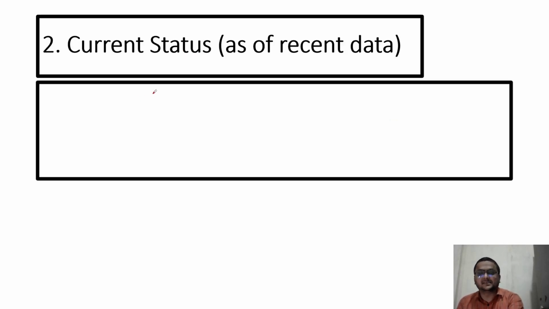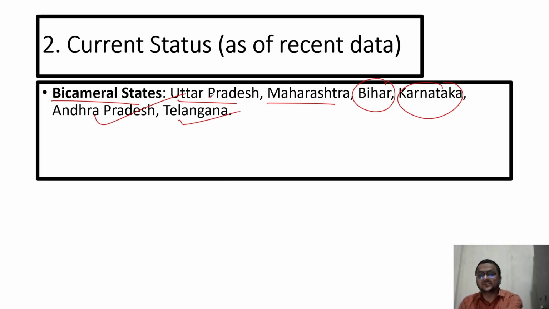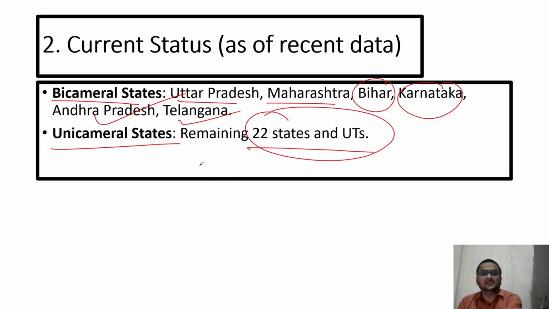What is the current status? There are 6 states in which a bicameral legislature exists: Uttar Pradesh, Maharashtra, Bihar, Karnataka, Andhra Pradesh and Telangana. These 6 states have two houses, Vidhan Sabha and Vidhan Parishad. In the remaining 22 states and union territories, we have a unicameral legislature. It means only the State Legislative Assembly is present in these states and union territories. So this is the current status.